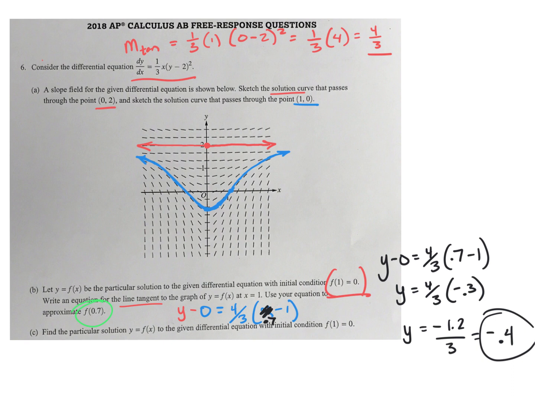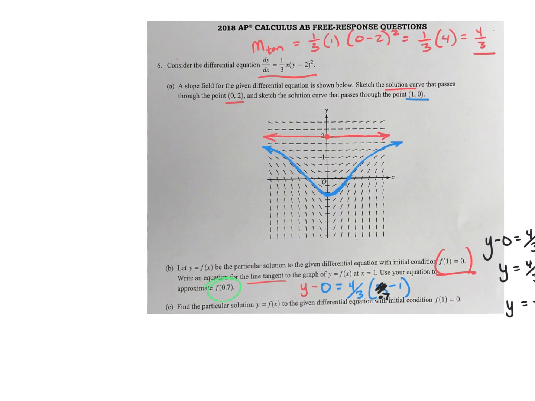So that's probably a 2-point question, probably 1 point for the tangent line and 1 point for the approximation. So far we're up to 4 points. That means part C is probably a 5-point question. And I'm going to give myself some room to work here. This is big money over here.